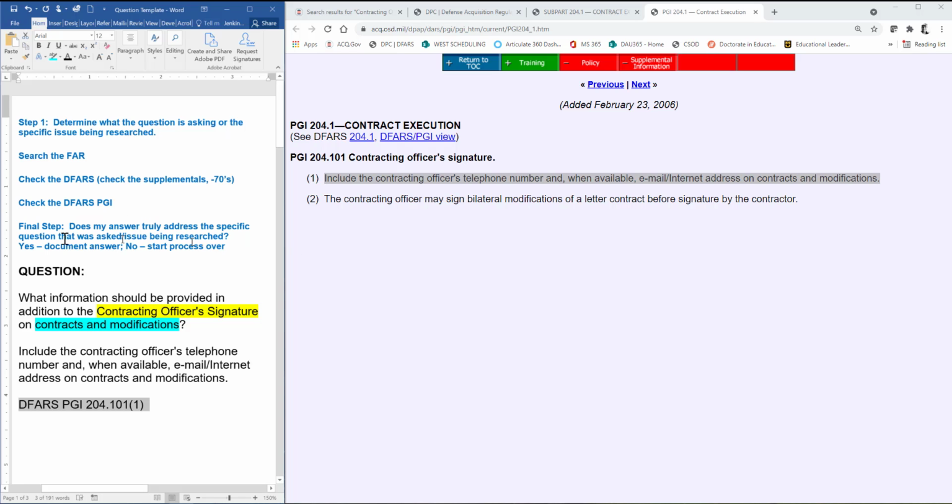Does my answer truly address the specific question that was asked? Issue being research? Well, what do you guys think? Does it? I think it clearly does. I think the answer is pretty direct, and I think the question's pretty direct, and I think the answer is very clear that it meets the intent of that. We're clearly talking about the contracting officer's signature.